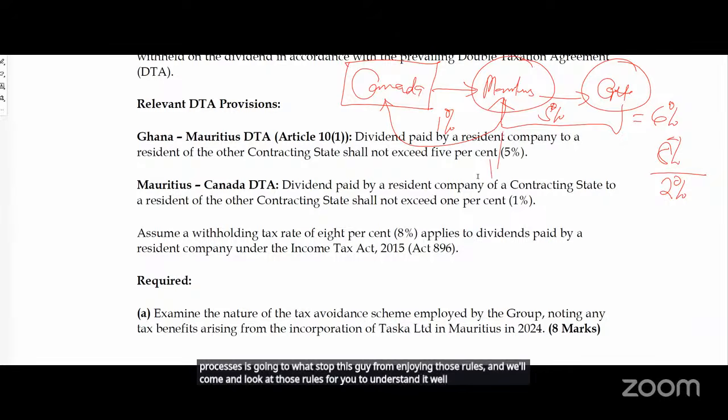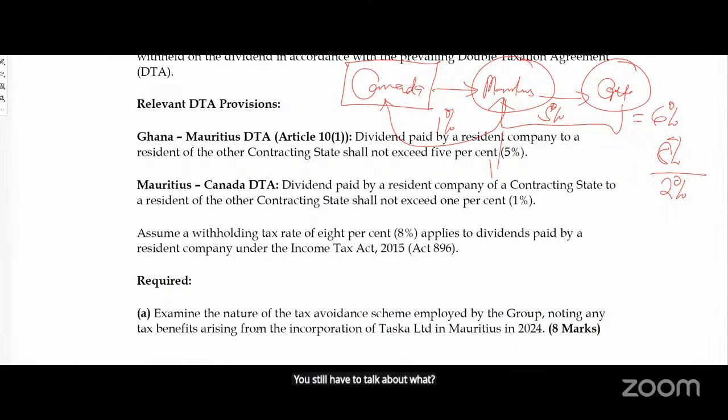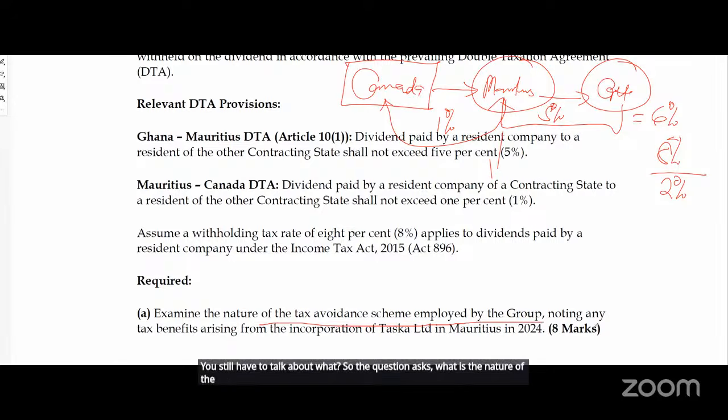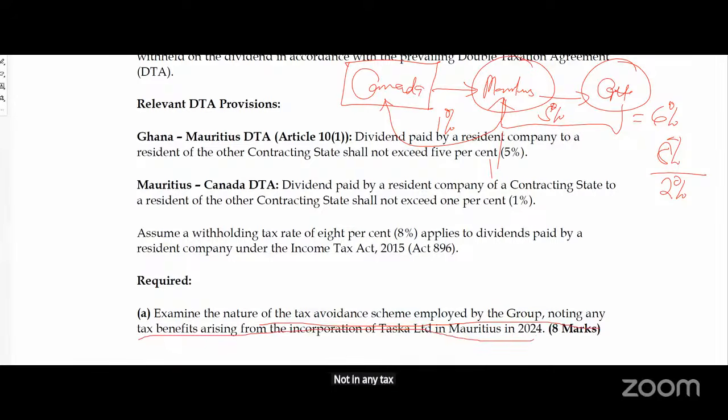So the treaty itself has some rules that stop people from taking advantage of some of these things. So beneficial ownership always goes with what? Treaty shopping. And with this kind of question, you still have to talk about what? So the question asks, what is the nature of the tax avoidance scheme employed by the group, noting any tax benefit that may arise. What is actually happening? What do we call it? Treaty abuse, or treaty shopping.